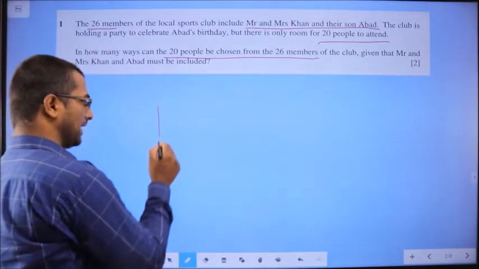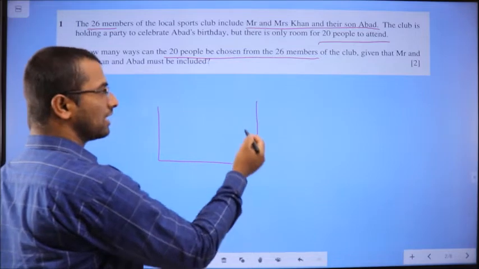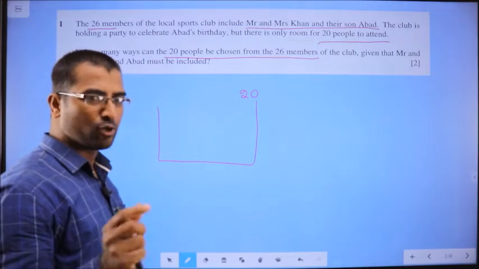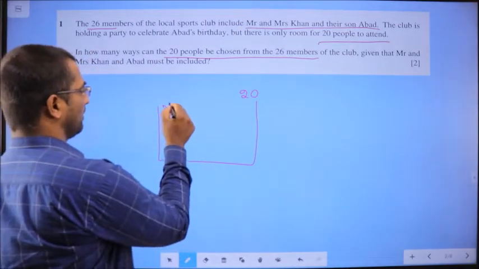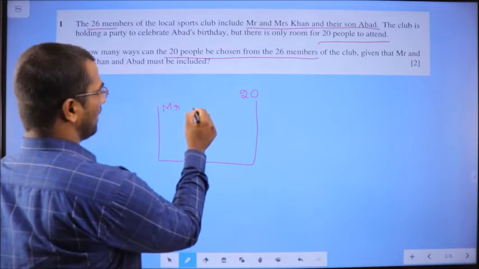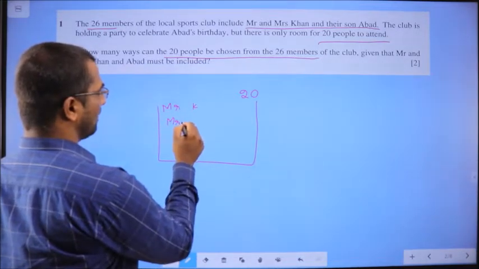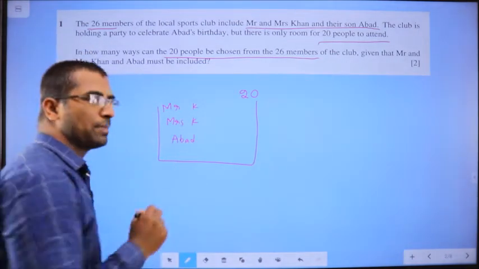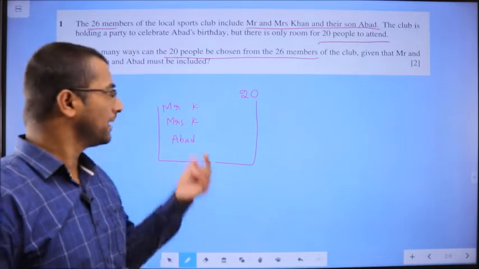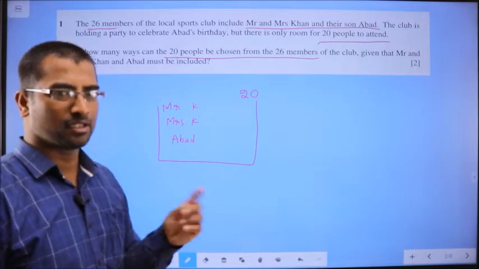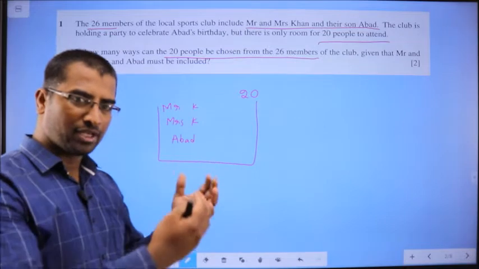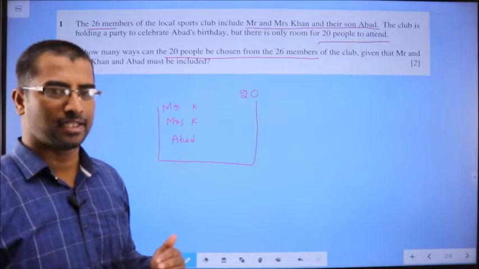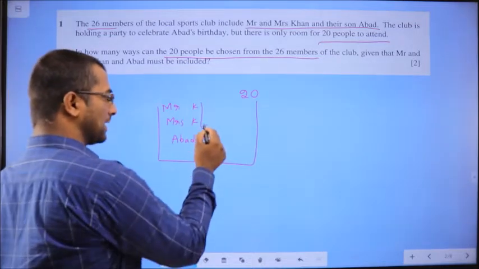It's a selection, so I go with the box. In this box, I need to select 20 people. And what is the condition? Mr. Khan and Miss Khan and their son Abad should be present in this selection. How do I make sure that these three are present? Only one way: take them first and place them in the room. That is how you make sure they are present in my selection.